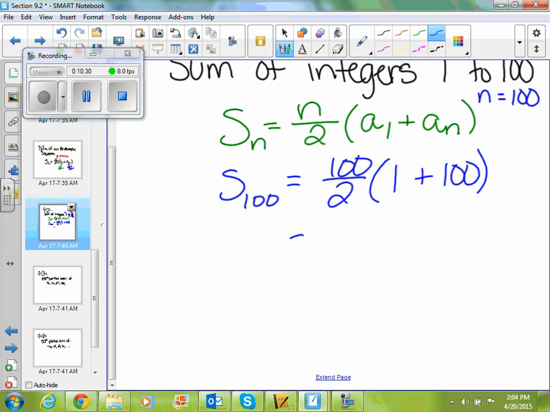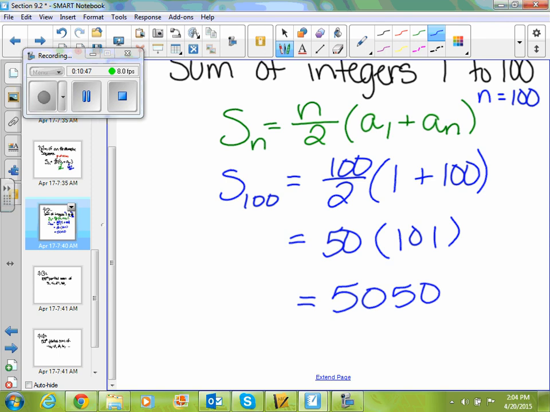Okay, well 100 divided by 2 is 50. 1 plus 100 is 101. And so 50 times 101 is 5,050. So if you were to add up all the numbers in between 1 and 100, you'd end up with 5,050. Okay, and so that would be a complete sum.